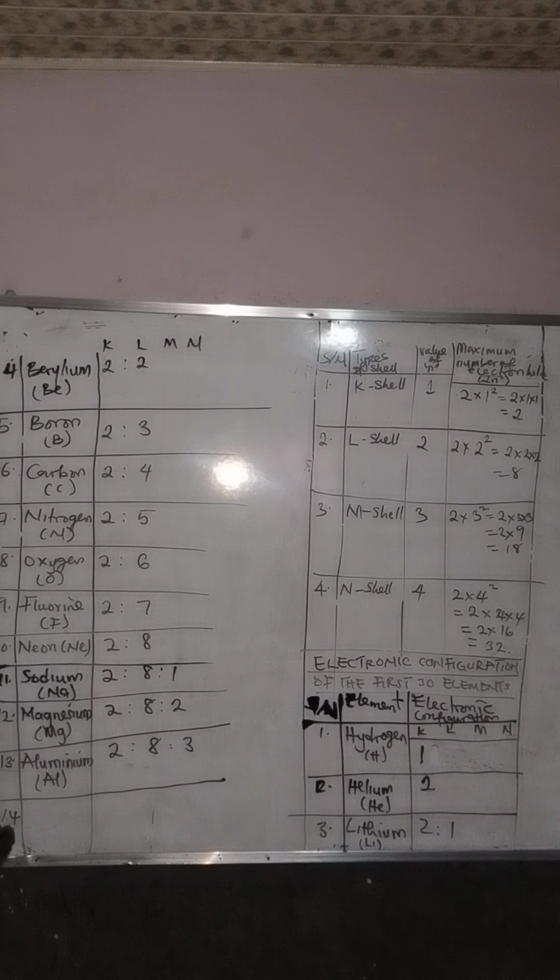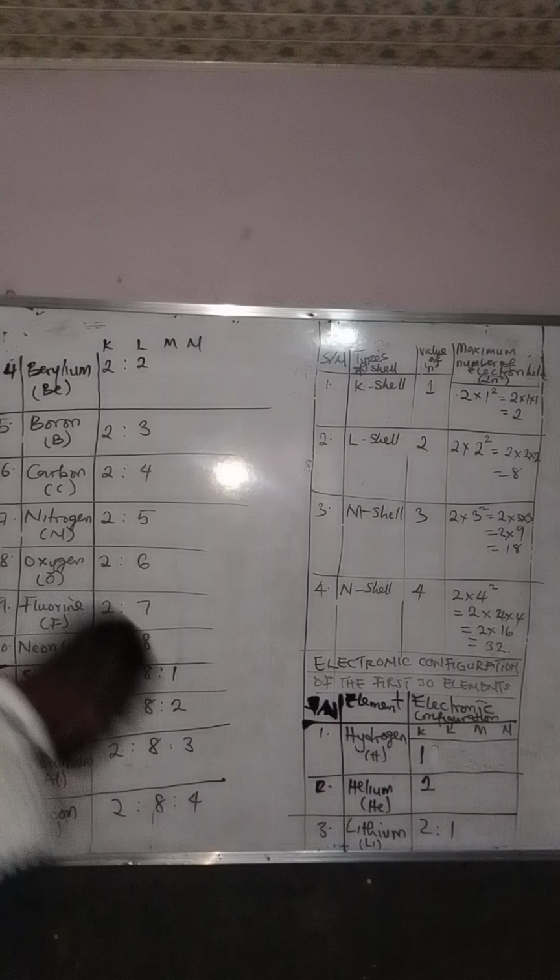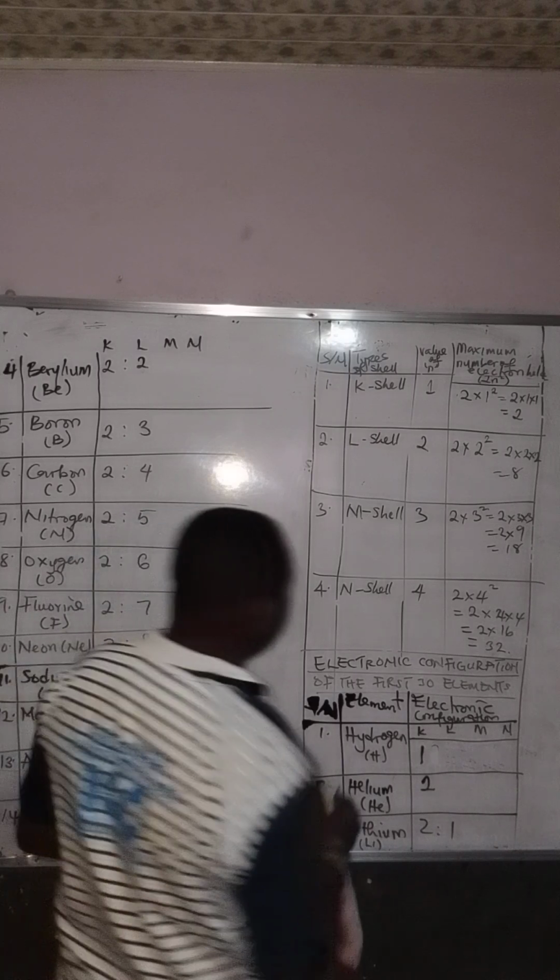So number 14 is what? Silicon. Silicon, Si, has 14 electrons. We have 2 to 8 to 4. Now we come back to this place. We come back here.